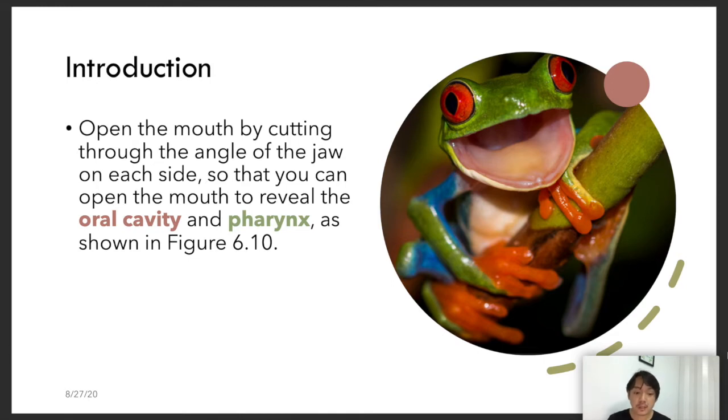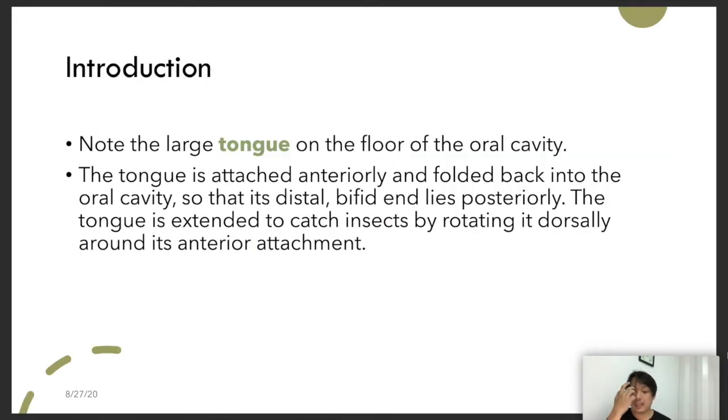In this figure, you also have to note the large tongue on the floor of your oral cavity. The tongue is attached anteriorly and folded back into the oral cavity so that its distal bifid end lies posteriorly. The tongue is extended to catch insects by rotating it dorsally around its anterior attachment. That is quite difficult to imagine because we are not frogs.